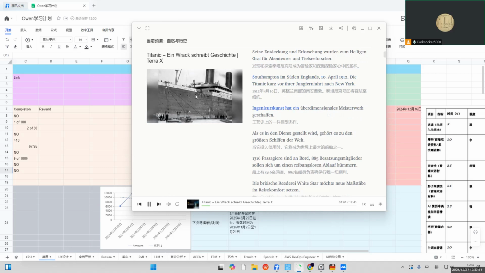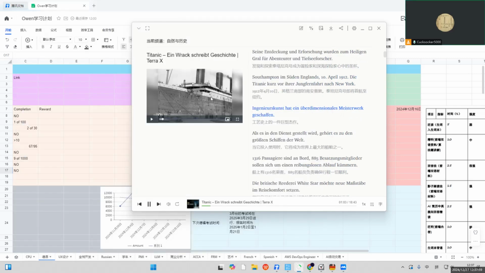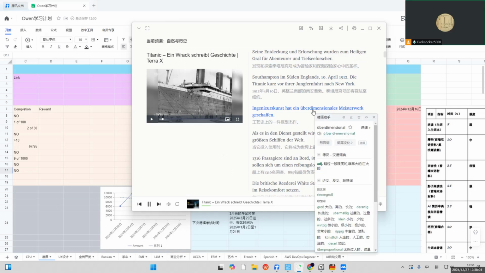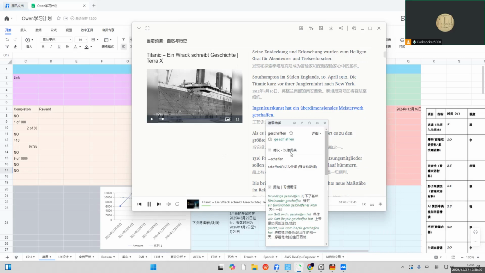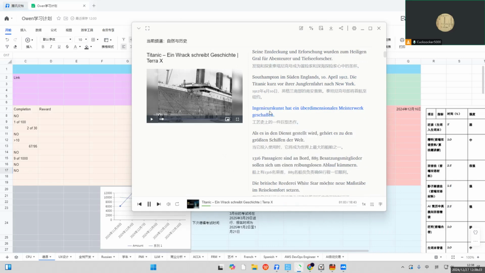Ingenieurskunst hat ein überdimensionales Meisterwerk geschaffen. I understood nothing. Ingenieurkunst hat ein überdimensionales Meisterwerk geschaffen. Okay. Überdimensionales. Okay. Meisterwerk. Das Meisterwerk, so it's a neuter noun. Geschaffen. Ingenieurkunst hat ein überdimensionales Meisterwerk geschaffen. Okay, good.